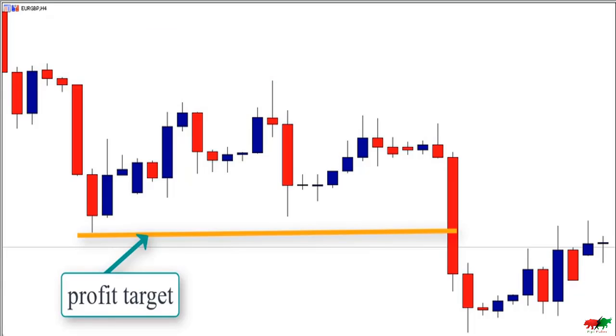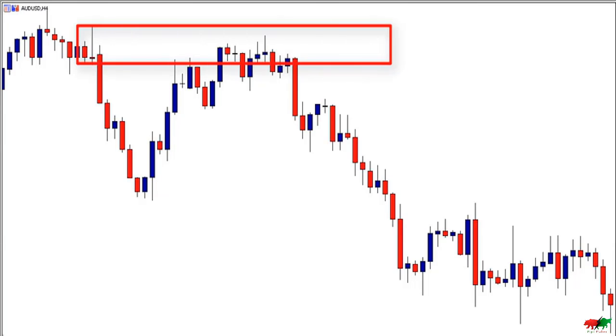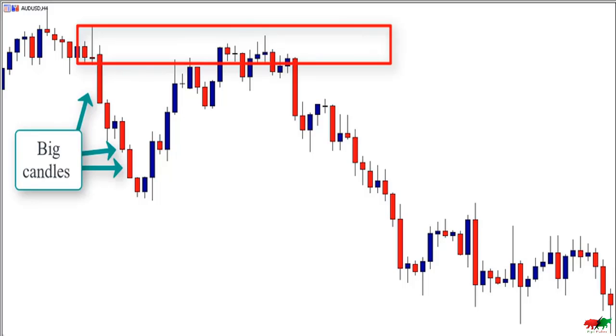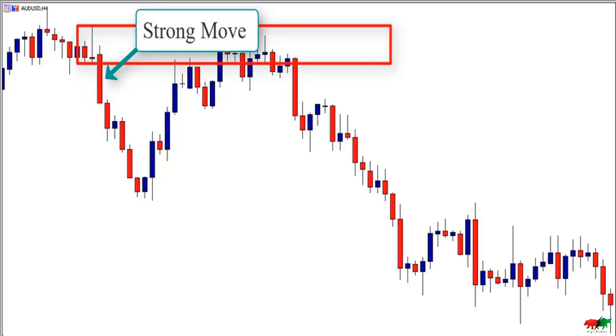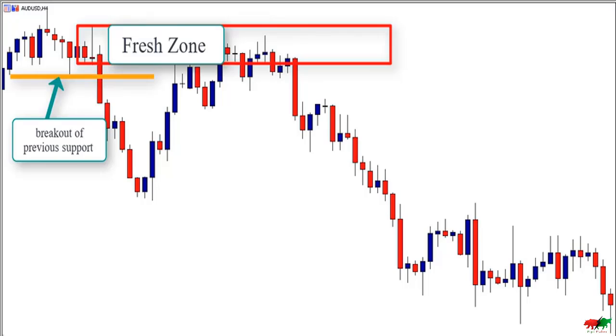Look at another example. This is the Aussie US dollar chart, and this is a clear supply zone. As you can see, the candles are big, the move is quick and strong, the zone is fresh, the previous resistance level is broken, and the risk to reward ratio is attractive.